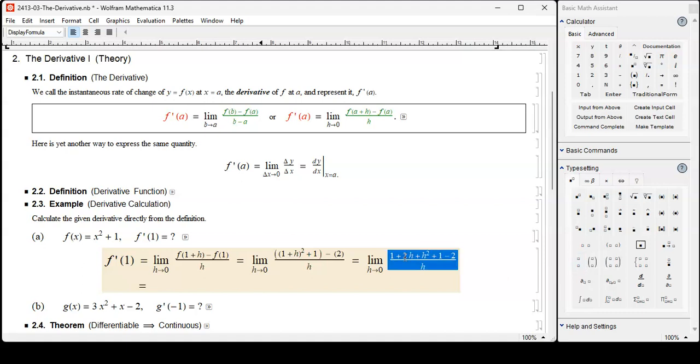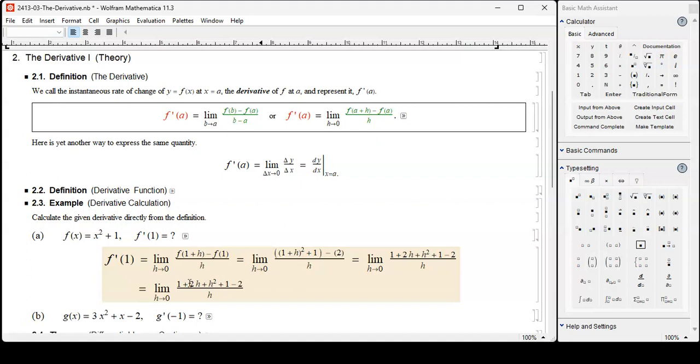Looks like this is not too bad. This 1 plus 1 minus 2, they all cancel out. And then we have a 0 over 0 type limit, as expected. And how do you calculate a 0 over 0 type limit? Let's factor it.